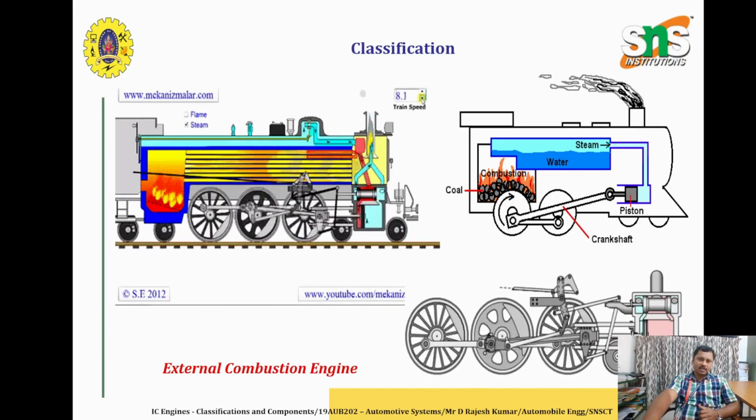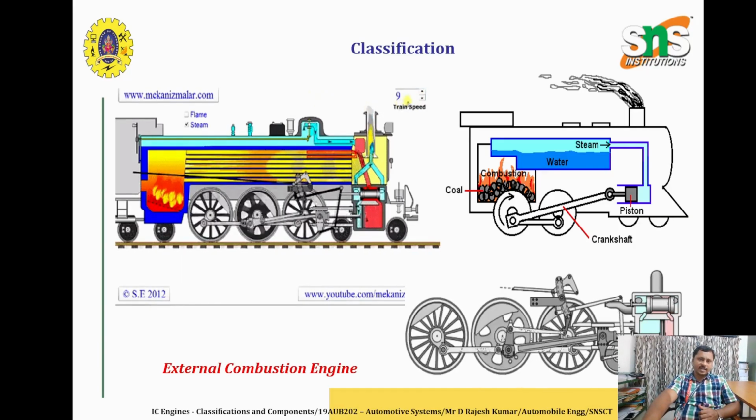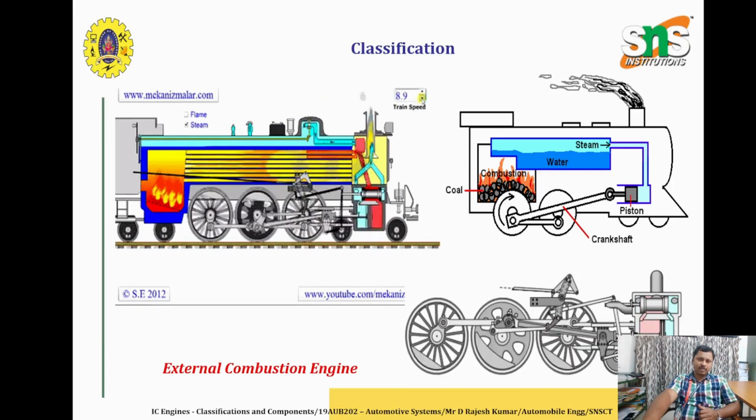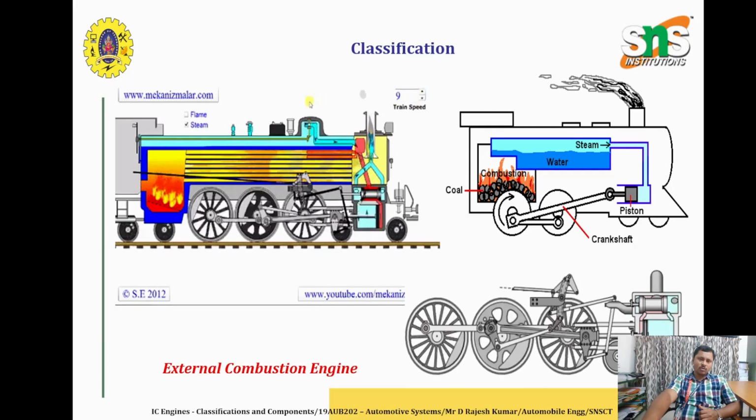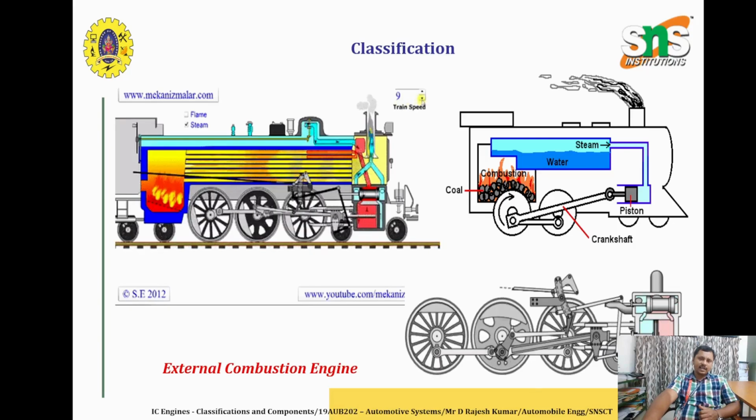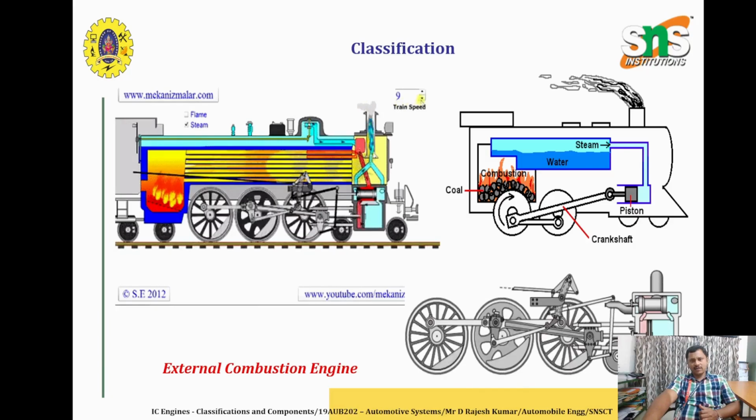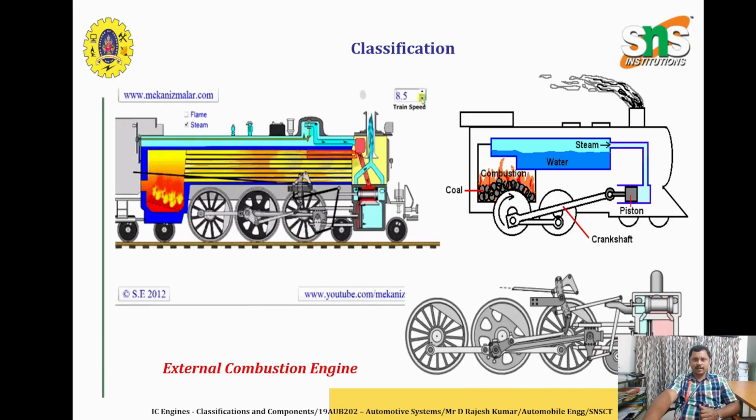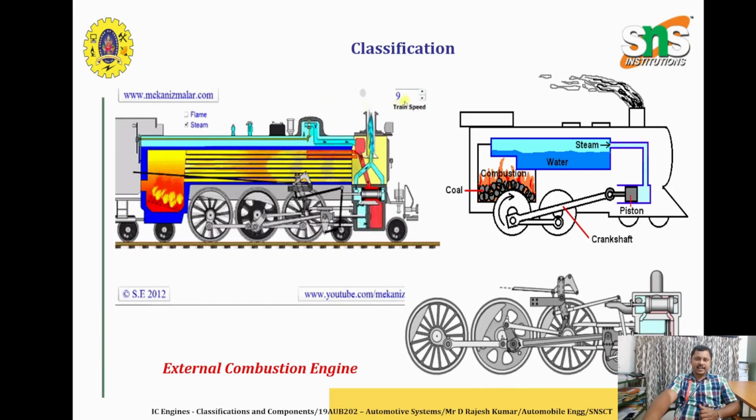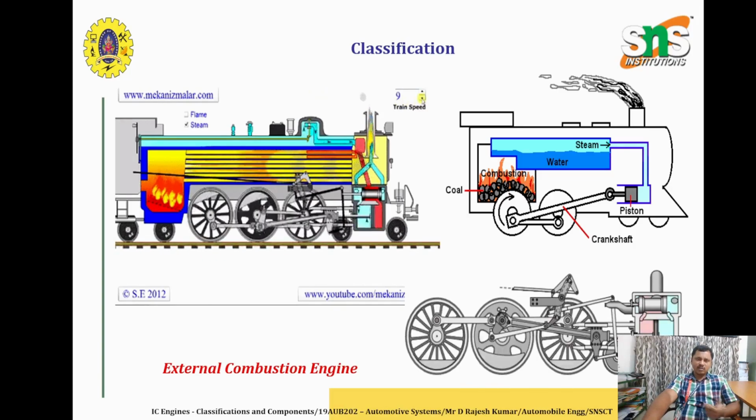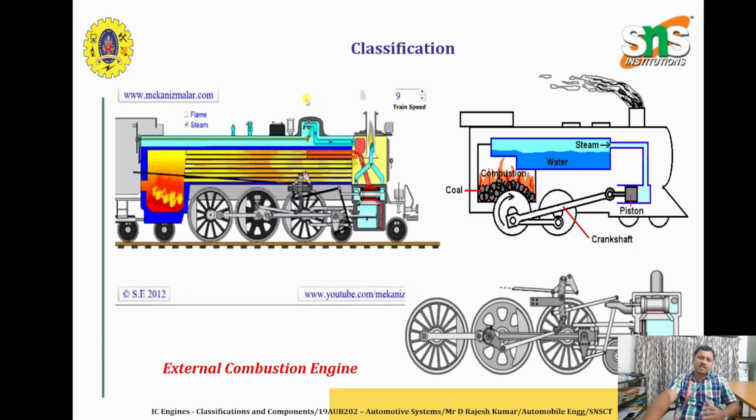Once the water is heated and converted into superheated steam, the inlet and the outlet valves are opened by a mechanism, so that the steam pushes forward and backward, and the reciprocatory motion is obtained. So this is an example of an external combustion engine, which means that the heating takes place outside the engine.